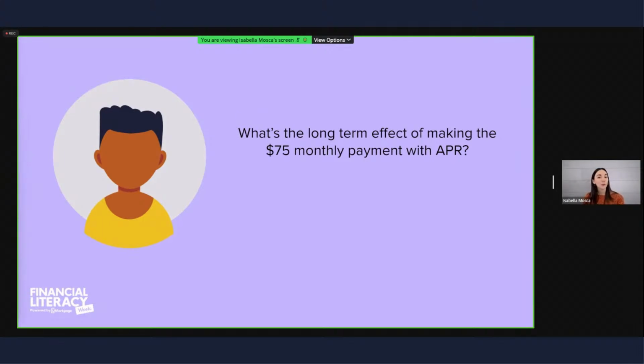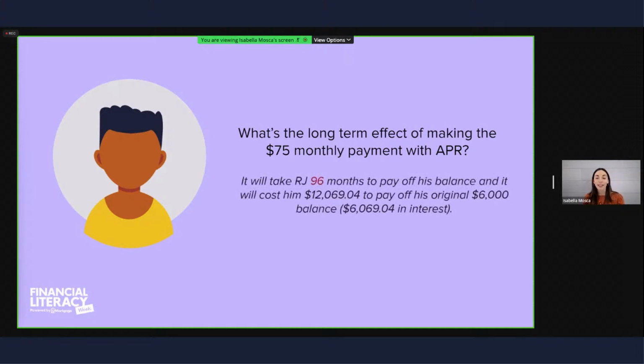Unfortunately, it is going to be pretty rough for him. It will take him 96 months to pay back his balance if he continues making that $75 payment. Yeah, you heard that right, 96 months or 8 whole years. It only gets worse. It will cost him $12,069.04 to repay his balance with interest. That means he is paying $6,069.04 more than his original balance in interest alone.